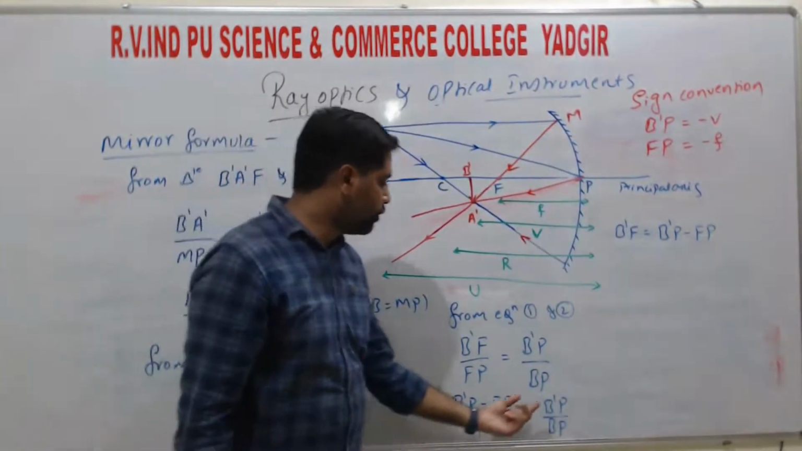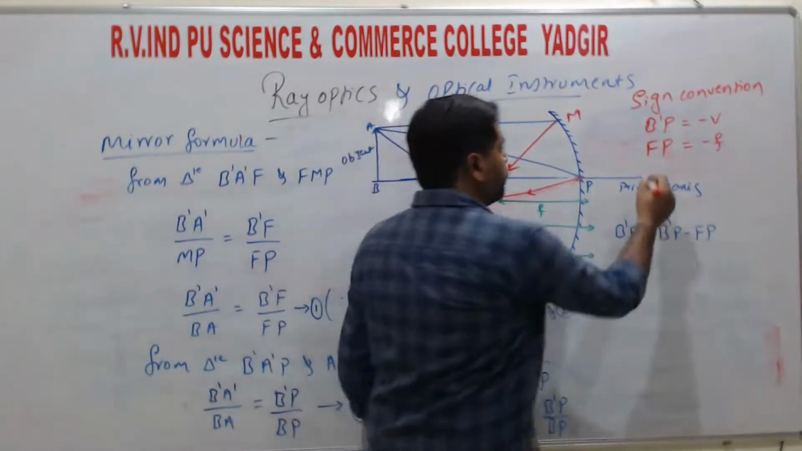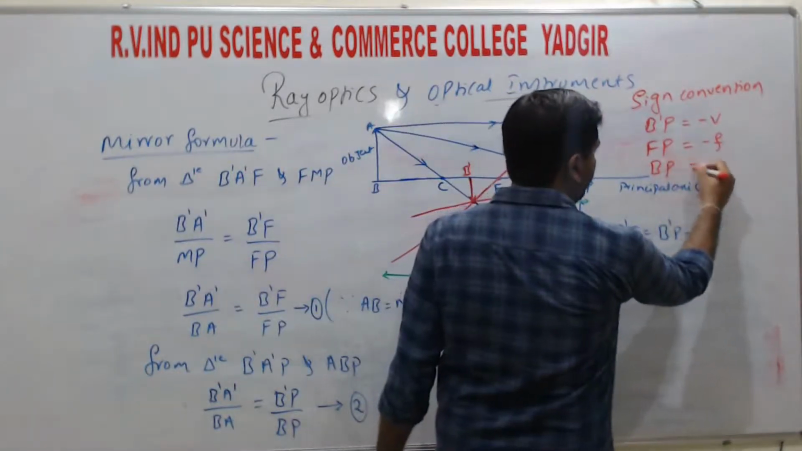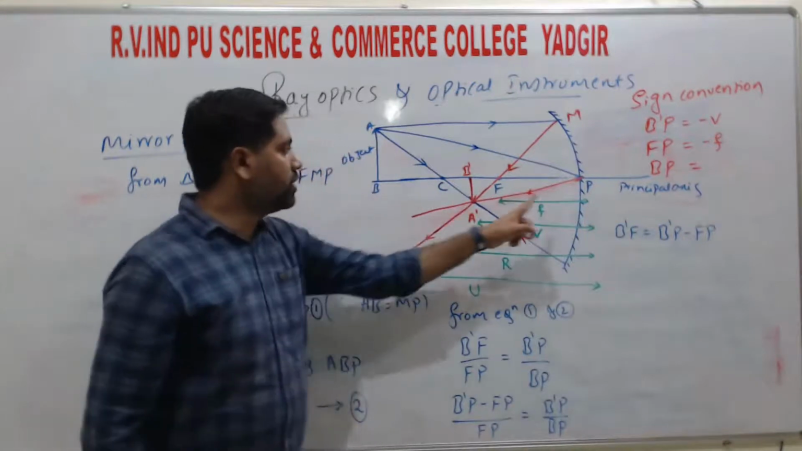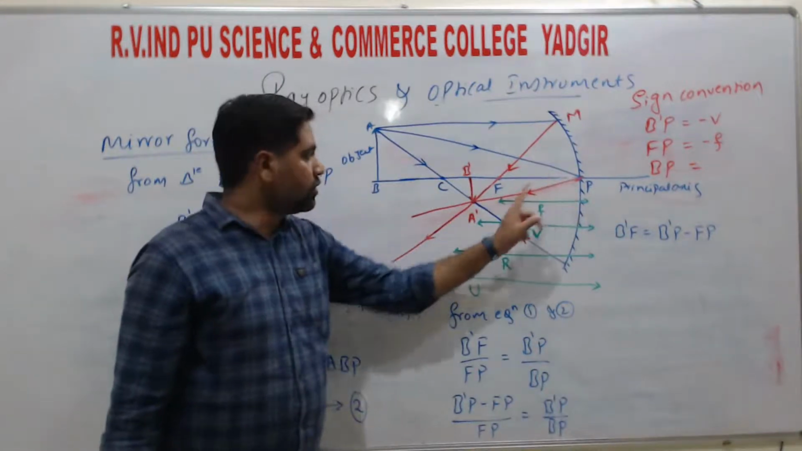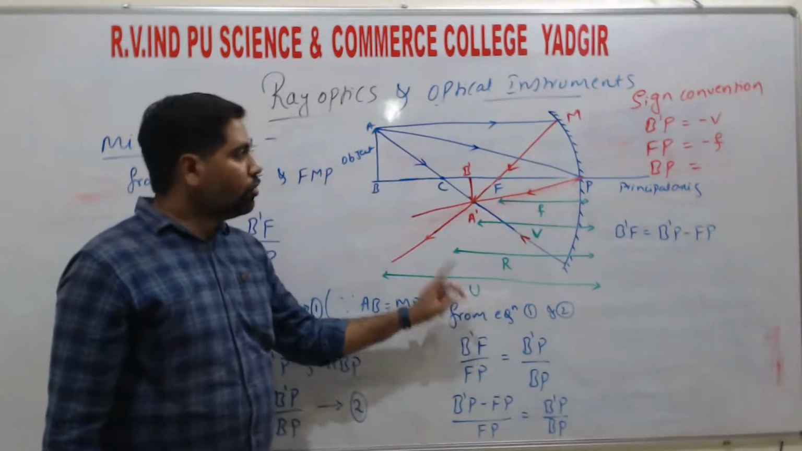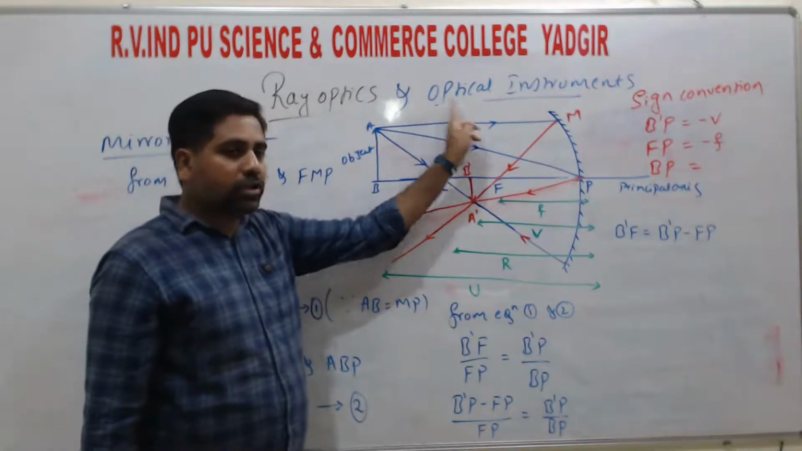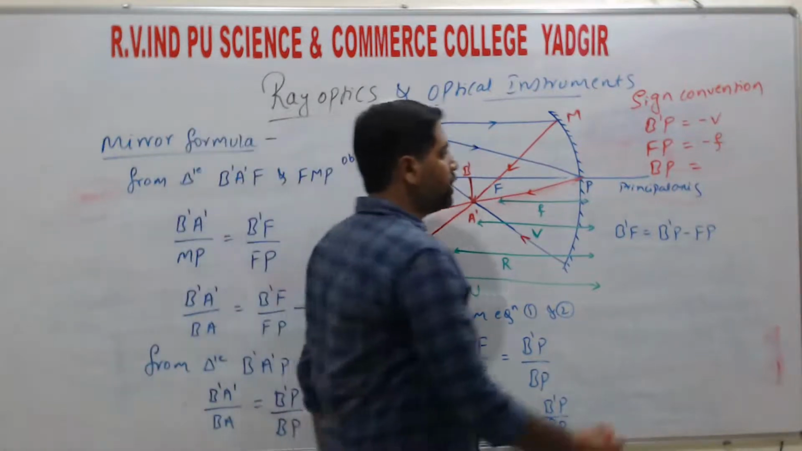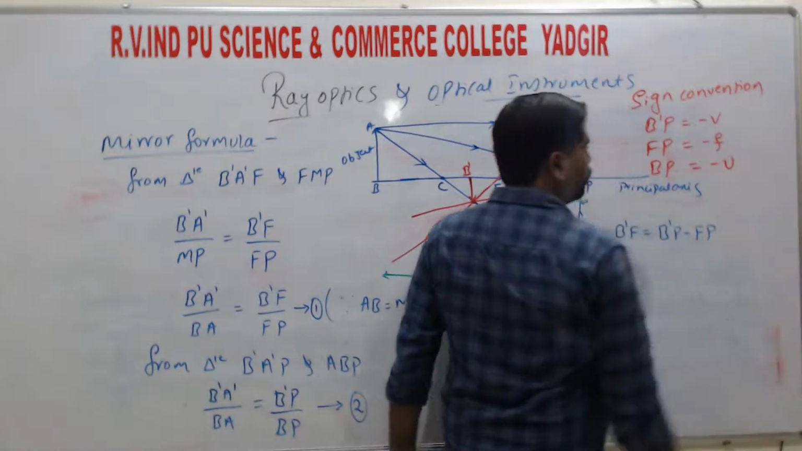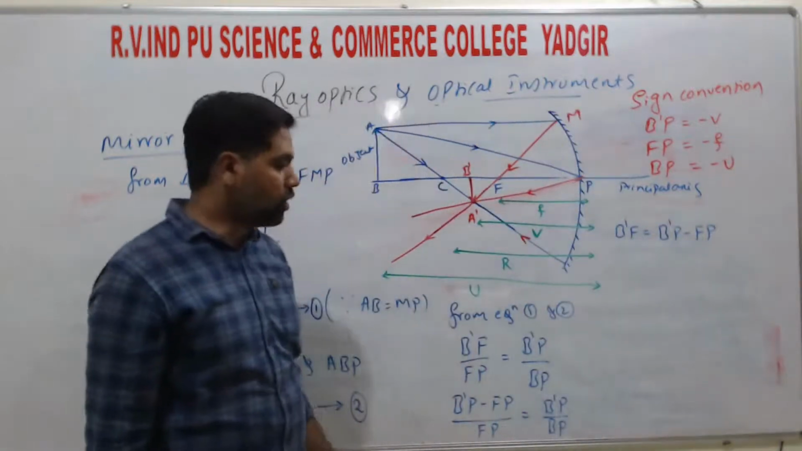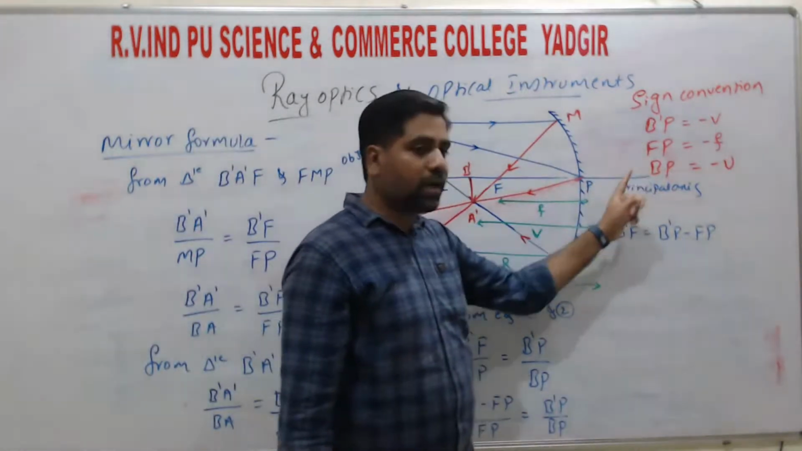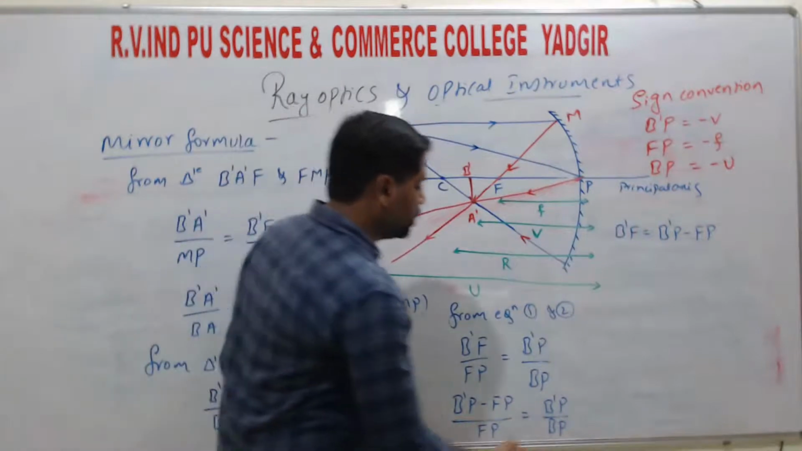Next, the third one is BP, where BP is the object distance, which we take as U, which is also opposite to the direction of the incident ray. So BP is minus U, right? Now we equate all these sign conventions to equation 3.